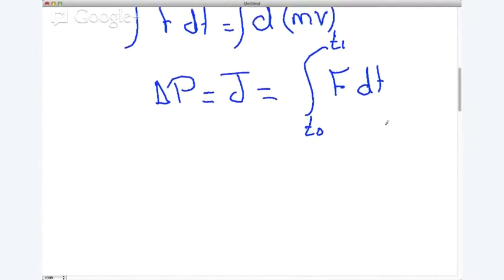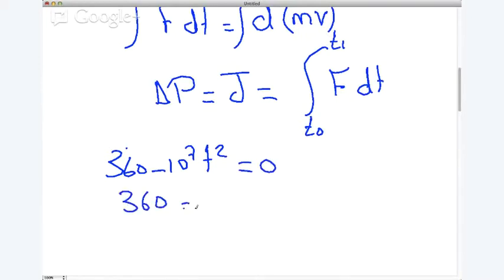What remains to be evaluated are the bounds of the integral, and since the question clearly says that the force on the bullet is 360 minus 10 to the 7 t squared until the force becomes 0, I can solve for the time to see where that is. So 360 minus 10 to the 7 t squared equals 0. So I said the force equals 0. So 360 equals 10 to the 7 t squared.